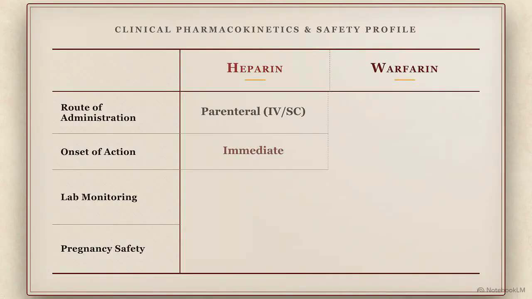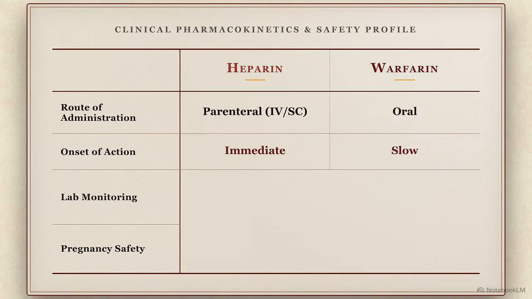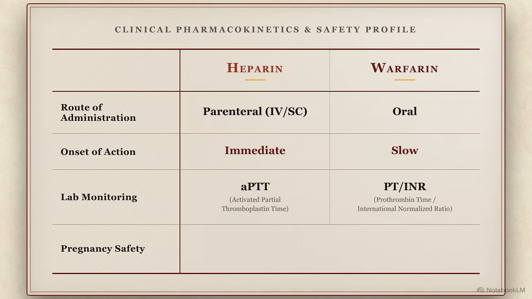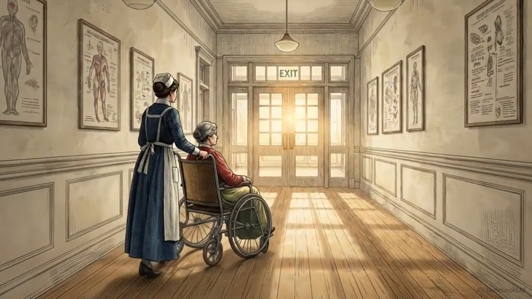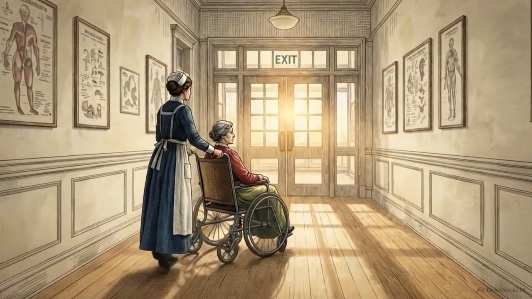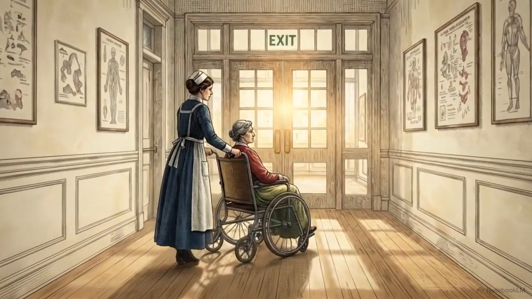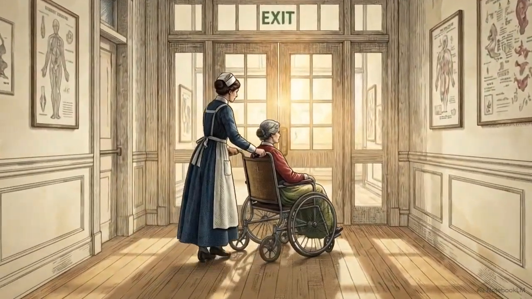Heparin acts immediately through IV or subcutaneous routes, while warfarin is oral with a slow onset. Heparin is monitored via APTT, but warfarin requires PT and INR checks. Heparin is safe during pregnancy, whereas warfarin is strictly contraindicated. Modern clinical pathways use these overlapping therapies because their differing mechanical timelines allow a seamless transition from acute crisis management to chronic care.